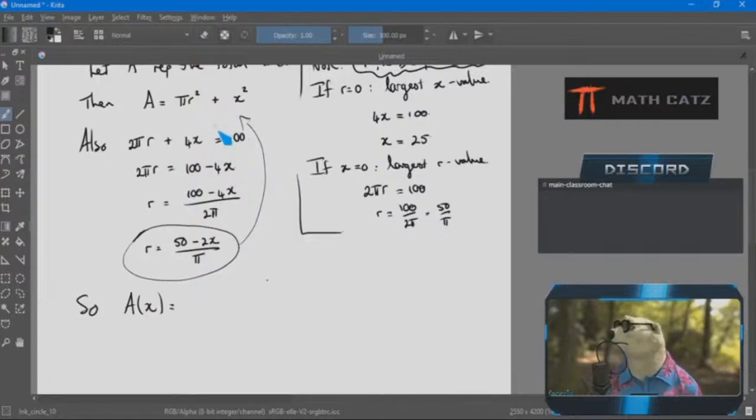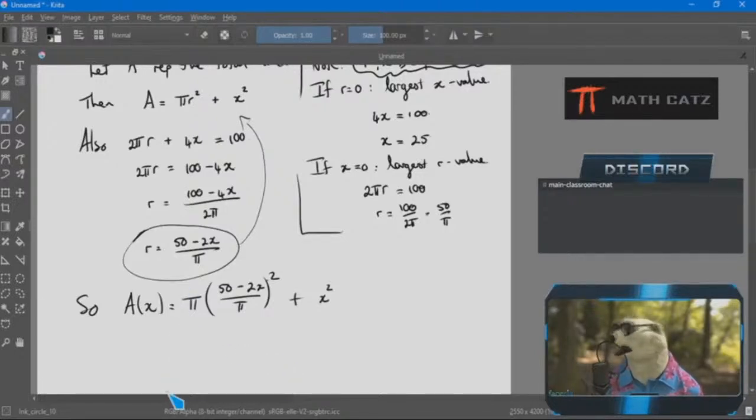The goal is it needs to be a function of only one variable. Which one you choose, in the end, it doesn't matter. So pi times this whole thing squared plus my lonely x squared, which didn't get any modification.